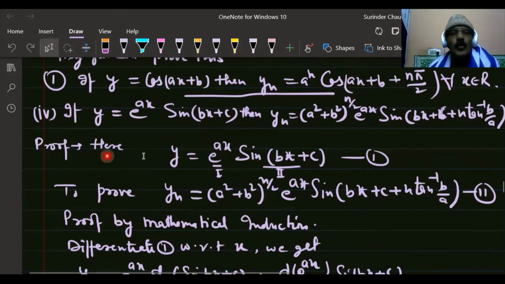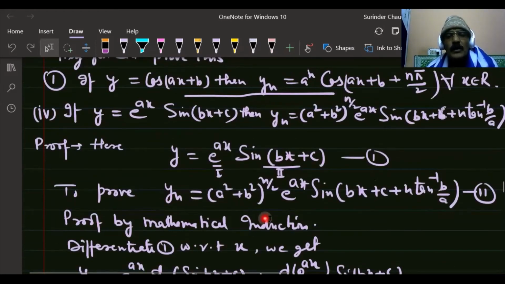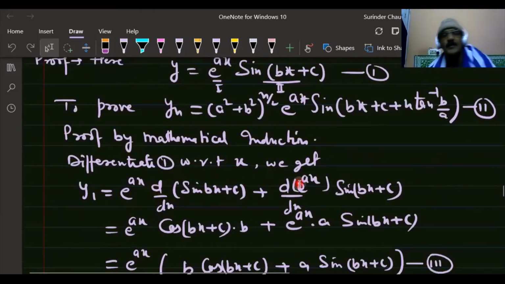Again, let us prove it. So y is equal to this. Differentiate this with x. We have to prove this equal to this. So again, we perform the induction. Differentiate this with x. Same procedure. Differentiate with x. Got this.